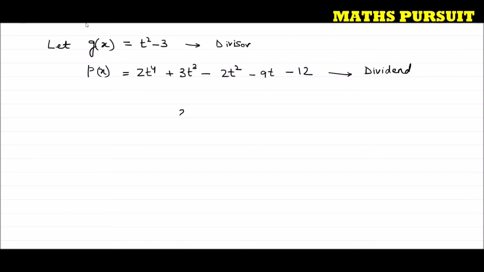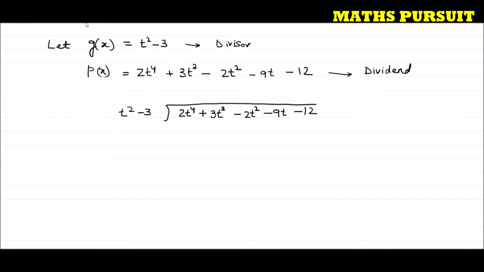So I can note it down here as 2t to the power 4 plus 3t to the power 3 minus 2t to the power 2 minus 9t minus 12. This is what is being given. And we are going to divide this given polynomial with g(x). g(x) is t to the power 2 minus 3.